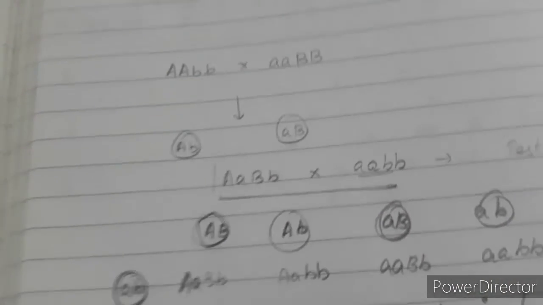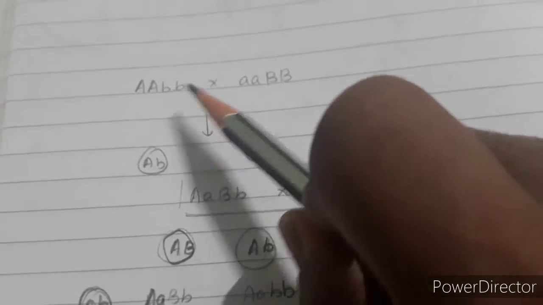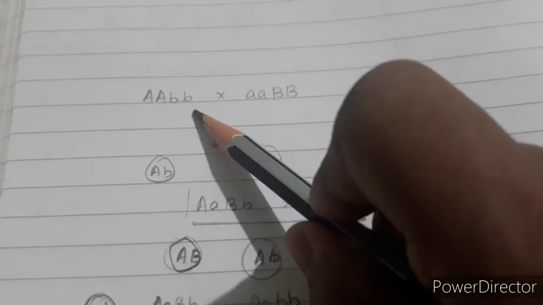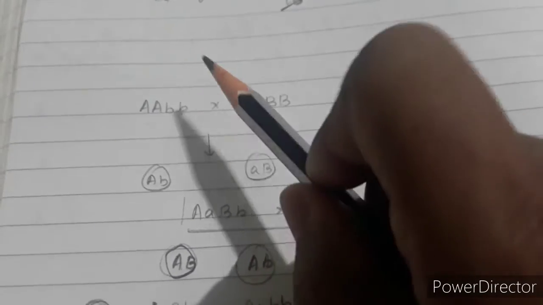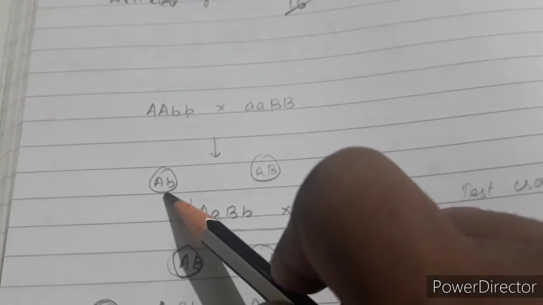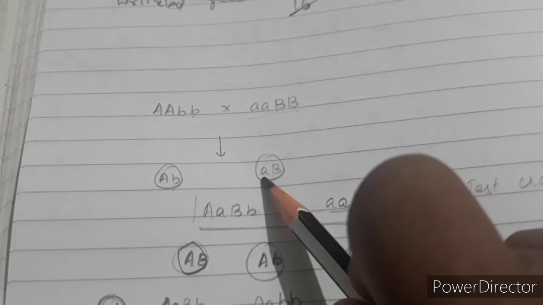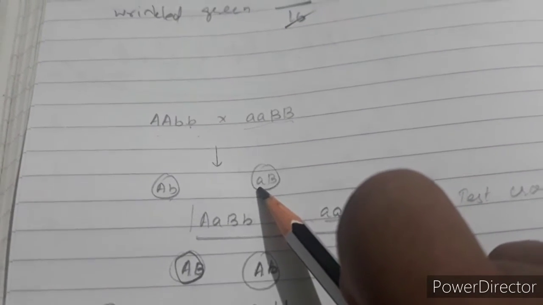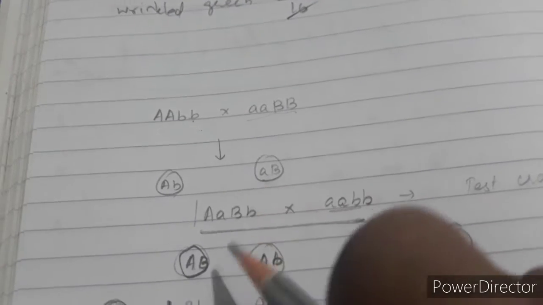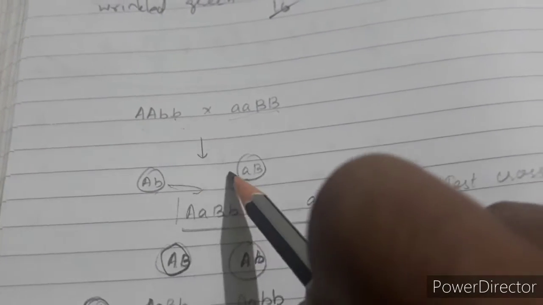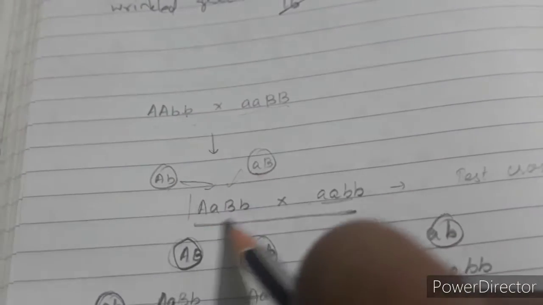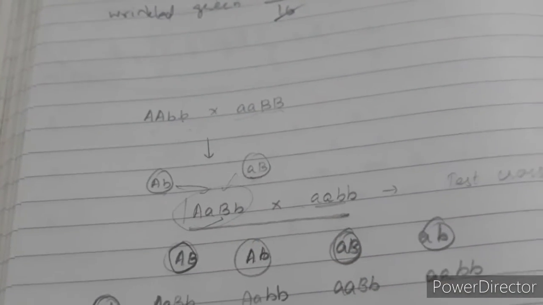So I have shown you the cross in a solved manner. From this, the gamete we are going to get is always, it is all homozygous character. So only one type of gamete, capital A, small b. Here also everything is homozygous. So you are going to get only one type of gamete, small a, capital B. So when these two fuse together, you get capital A, small a, capital B, small b. That is the offspring, which is a dihybrid.